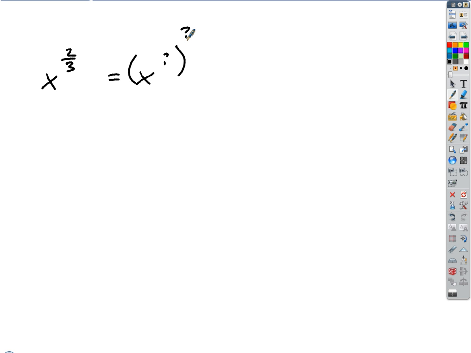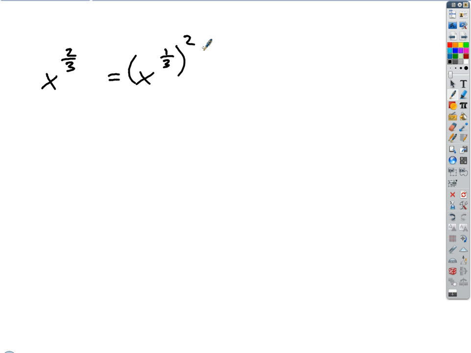Now think about why that makes sense. How does that make it easier? Well, I'll show you why here in just a second. This is a good idea because we know how to interpret x to the 1/3. What is that? Cube root. That's the cube root of x. And squared is just squared, right?